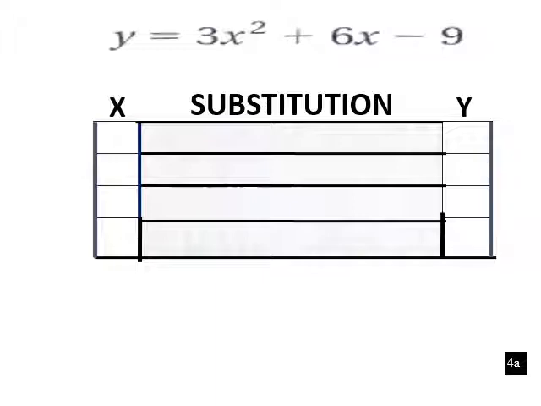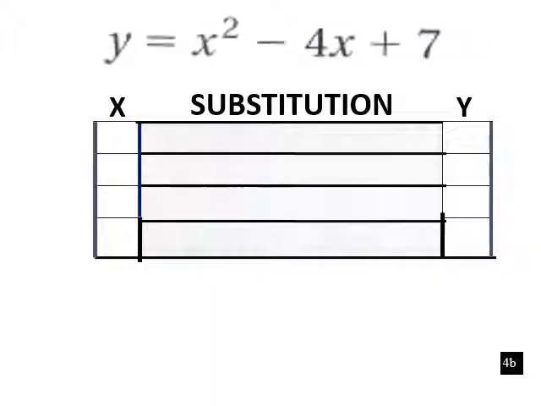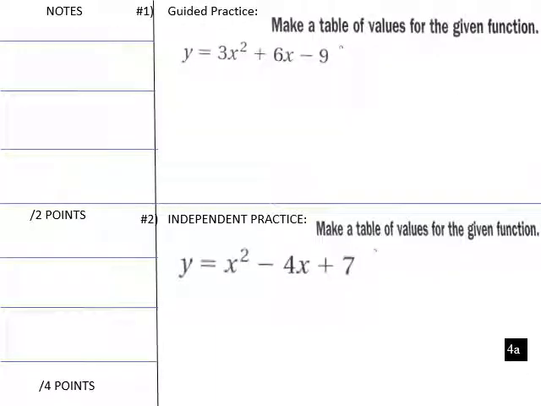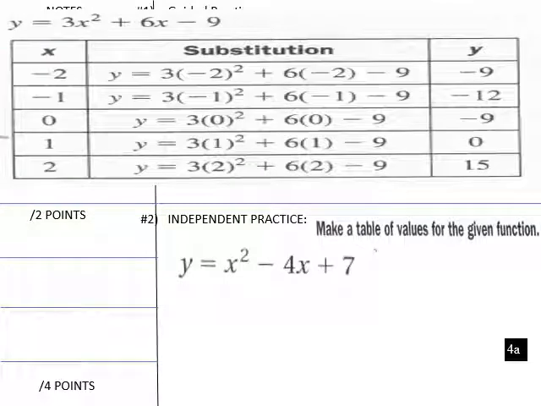Y equals 3x squared plus 6x minus 9. And then we have y equals x squared minus 4x plus 7. I don't know if I'm going to do this for you. I might. So here is your first table here for this quadratic. When you substitute in these values, you substitute this in for x, and then you get your y values here. This would be a way that you could plot a graph.